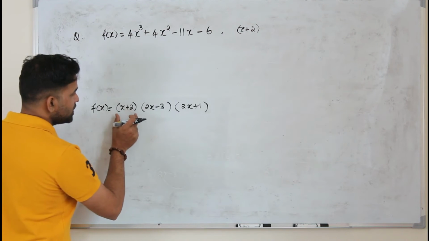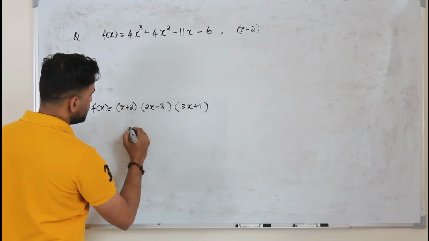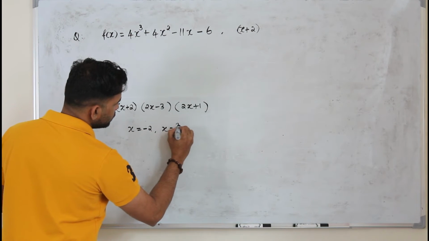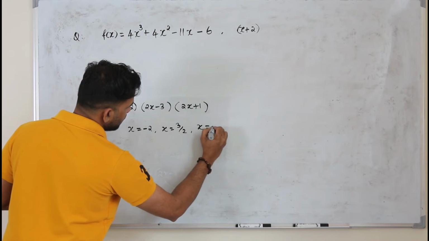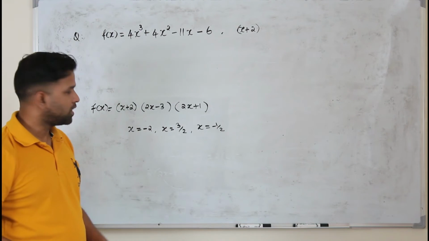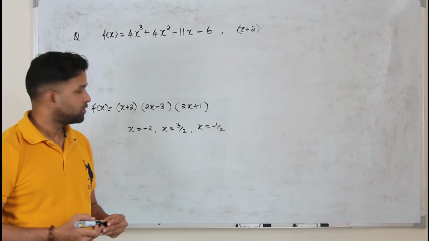So you need to put each factor separately equal to 0. So you get 3 roots. X is minus 2, 3 over 2, and minus half. Put them equal to 0 separately and find the x values. You've got all the roots of the function.